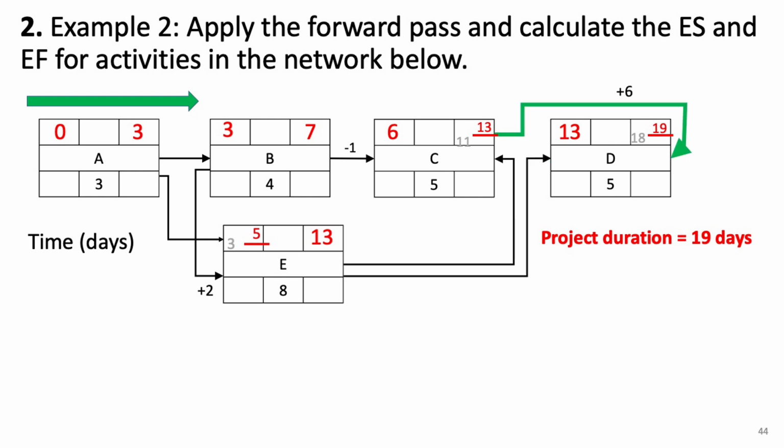However, there's also an FF logic coming from C's finish. This dependency gives us 13 plus 6-day lag time, or 19. Between 18 and 19, take 19, the larger value. Since D is the last activity of the network, its early finish, 19, represents the total project duration. Now we have finished the forward pass and found the ES and EF for every activity.